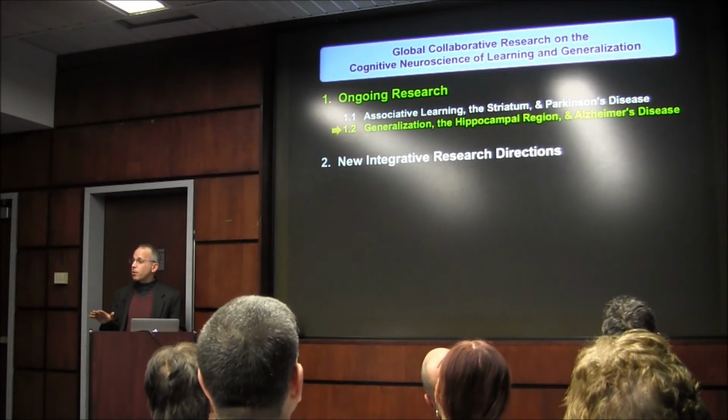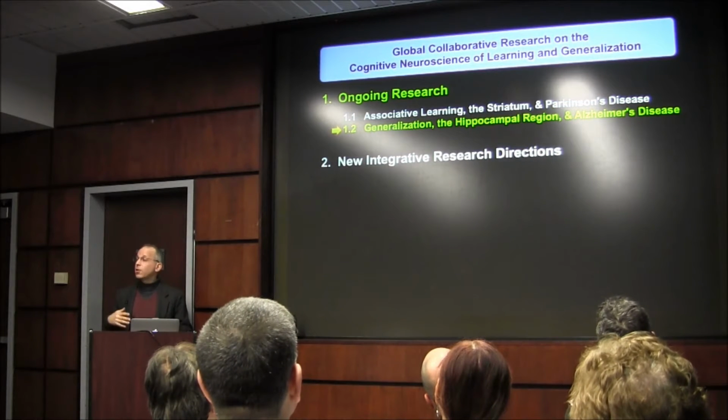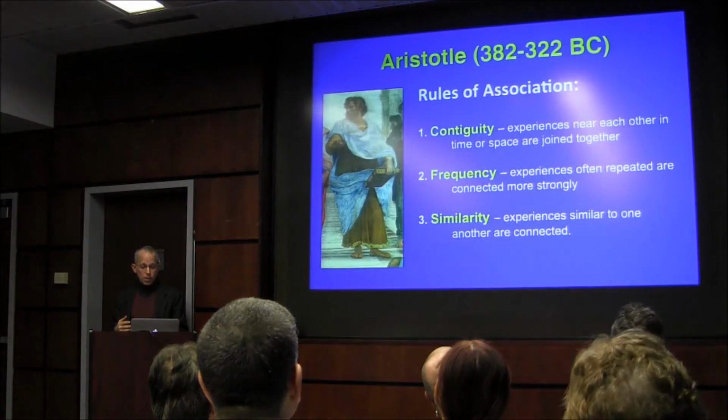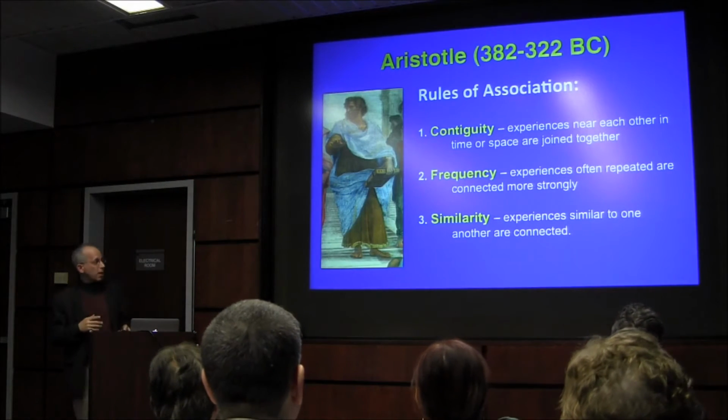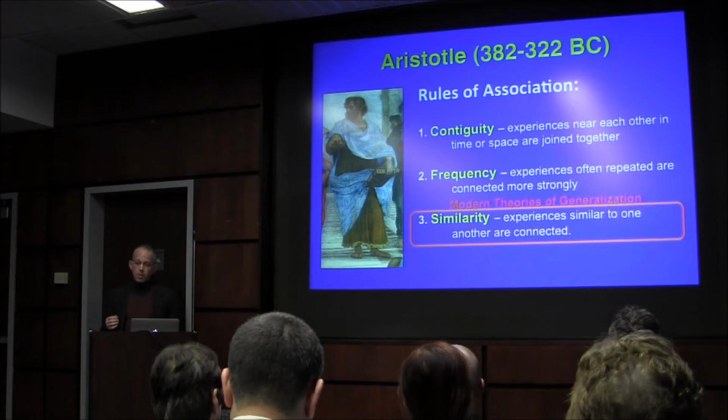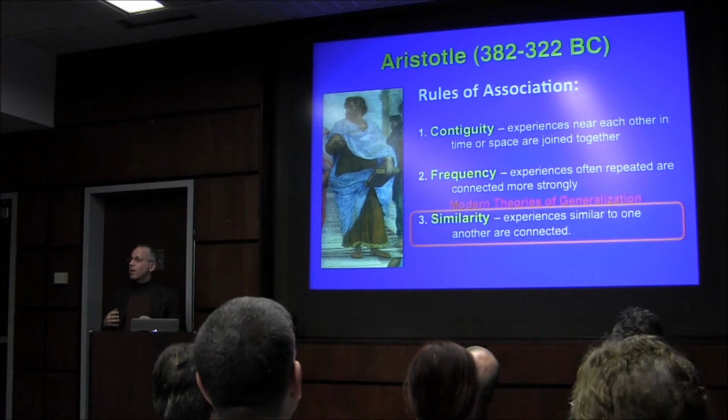So let me now turn and shift to the second thread, looking at generalization and the role of the hippocampal region. So back to Aristotle again, and there was the third notion that he had of similarity, and understanding similarity is the basis for modern theories of generalization.